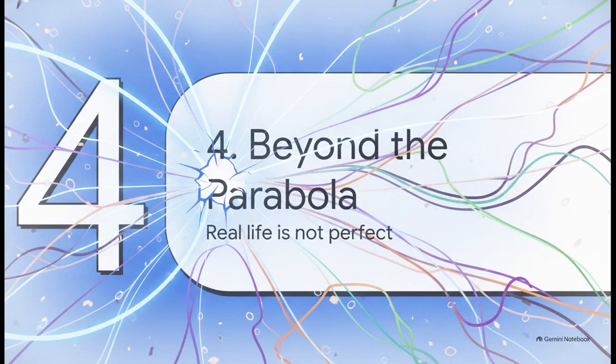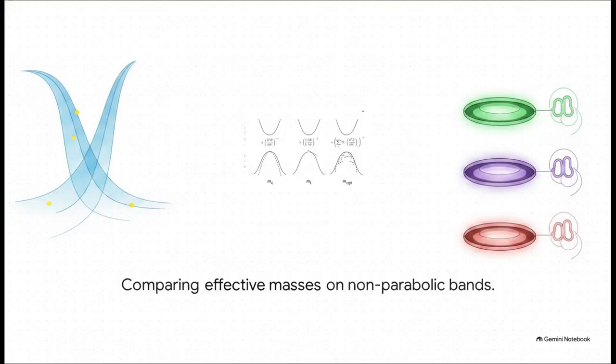Let's look at section 4, beyond the perfect parabola. Because, as you well know, real life is rarely a perfect curve. This graph brilliantly illustrates why real-world applications need a slightly more complex model. See, when electrons start filling up the bands and moving away from that absolute minimum edge, the curve flattens out. This is a phenomenon known as the Kane quasi-linear dispersion, and because it's no longer a perfect parabola, a single curvature number just won't cut it anymore.